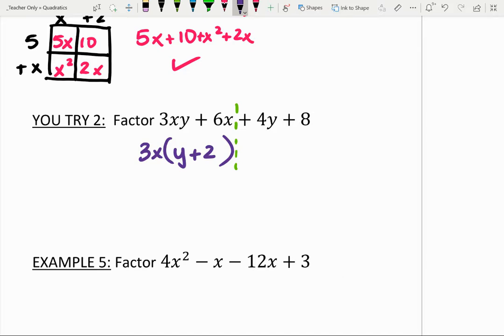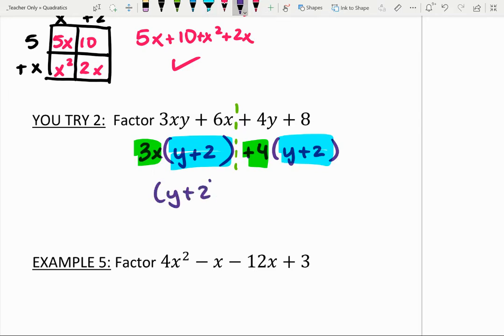4y and 8 have a GCF of a positive 4. So 4 goes into both 4y and 8 with a remainder of y plus 2. So again, when I look at all of my individual pieces here, my factored version is going to be y plus 2 times 3x plus 4.